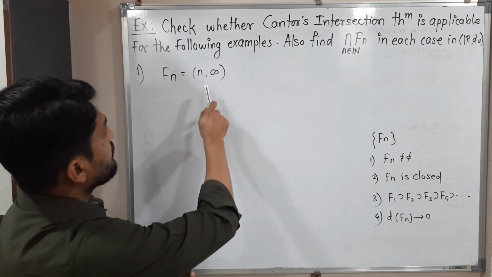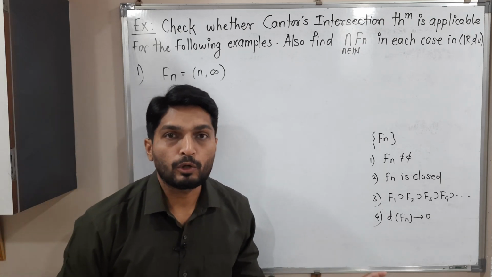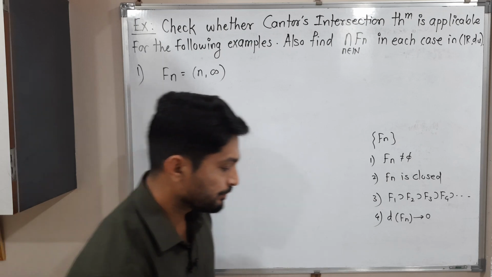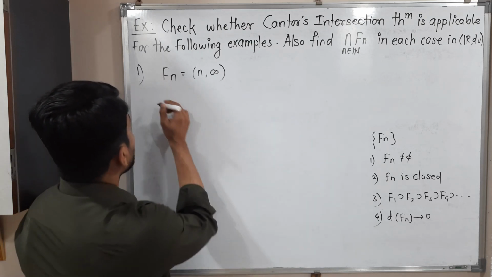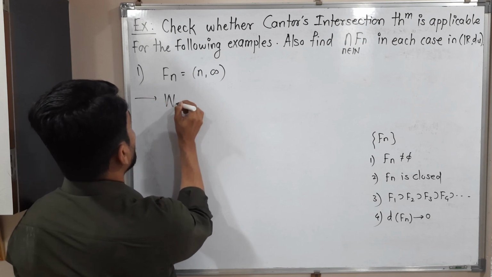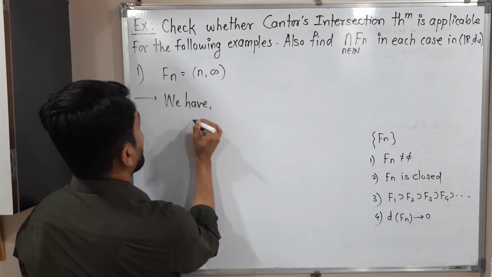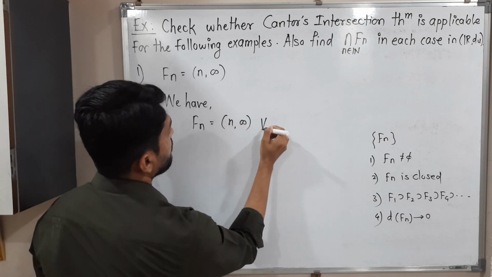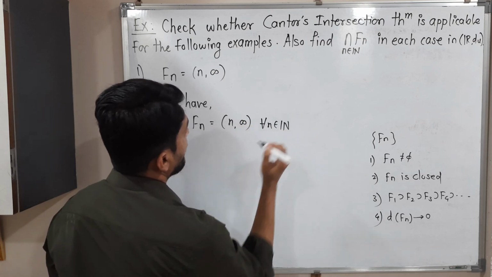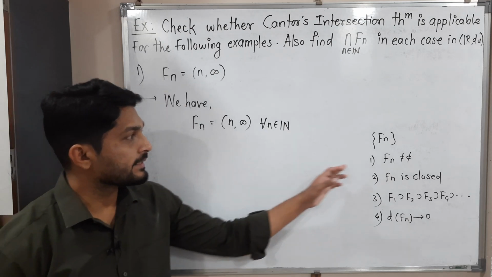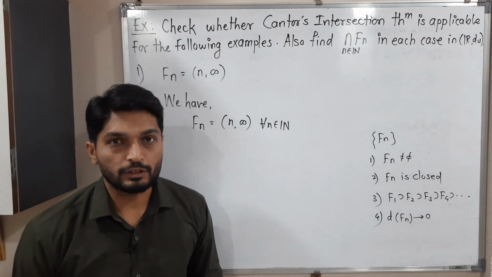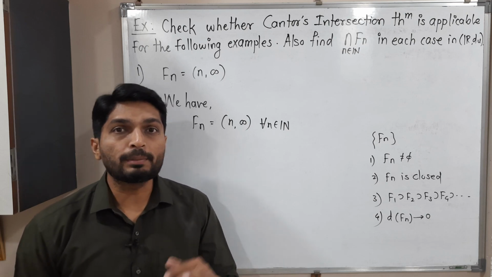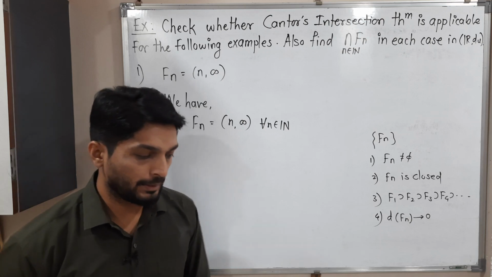So for this example, we have to check whether the theorem is applicable or not. That means whether all these four conditions are satisfied or not. Let us see. This is the Fn we have: Fn is equal to (n, infinity) for all n belonging to the set of natural numbers. Obviously it is a non-empty set. We will check the second condition, whether the set is closed or not. A set is closed if its complement is open, so let us find its complement.